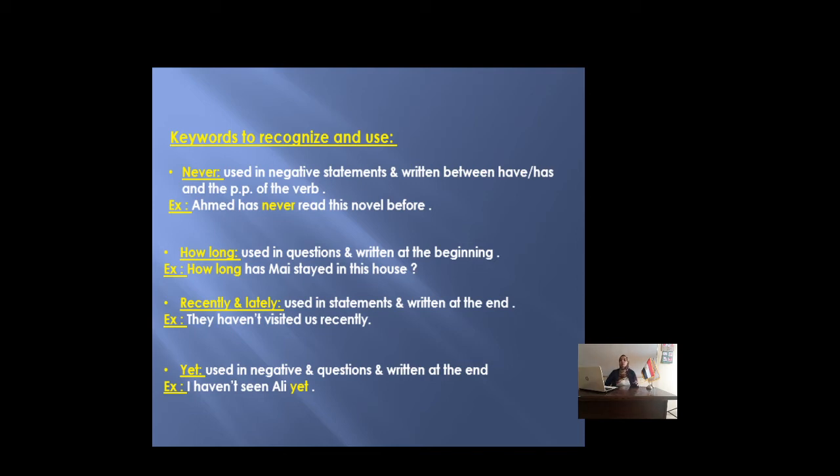We have how long. This is a very, very cheerful one. Why? Because it always comes at the beginning of the sentence. It's for questions and it comes at the beginning of the sentence. That's why it's so happy all the time. How long, used in questions and written at the beginning. How long has May stayed in this house? For example, how long have you been here? I have been here for 3 weeks or 3 days. We have recently and lately. Most of the time they come at the end of the sentence.